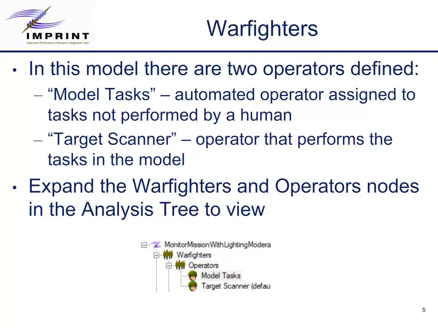Each operational mission in IMPRINT should have one or more warfighters defined. These are the entities that perform the tasks. In this model, there are two operators defined. The first is named Model Tasks. This is an automated operator that is assigned to any task not performed by a human. It does not accrue workload. And the second is named Target Scanner. This is the operator that performs the monitoring tasks in the model. You can go view the operators by expanding the warfighter and operators nodes in the analysis tree.